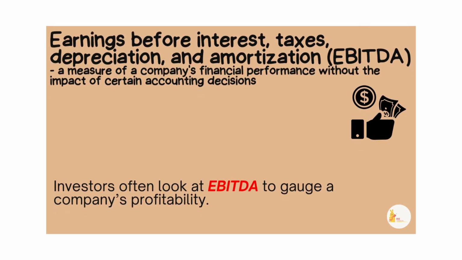Number 5, earnings before interest, taxes, depreciation, and amortization, or EBITDA. Please repeat. EBITDA means a measure of a company's financial performance without the impact of certain accounting decisions. Example: investors often look at EBITDA to gauge a company's profitability.